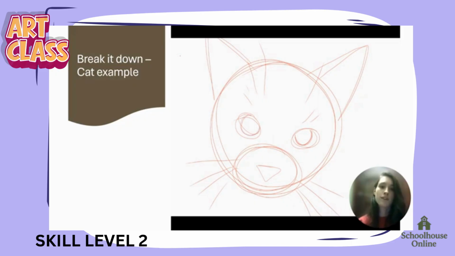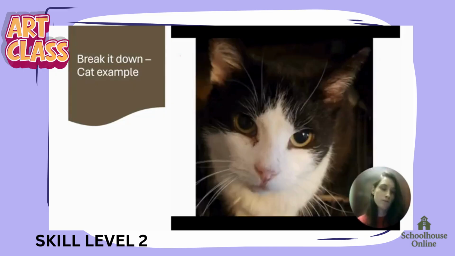But this is what I mean by breaking down pictures into shapes, is to just make it as simple as possible before you start drawing the whole thing, to get an idea of how it all comes together.